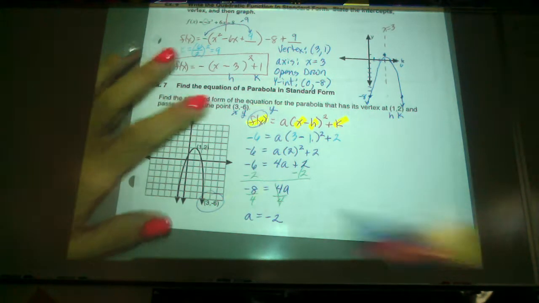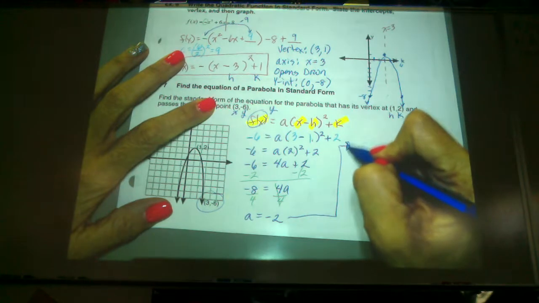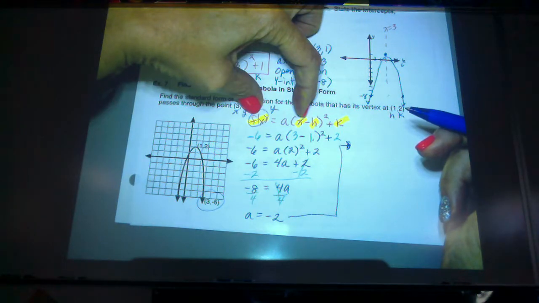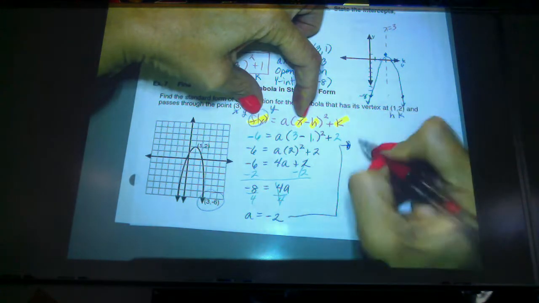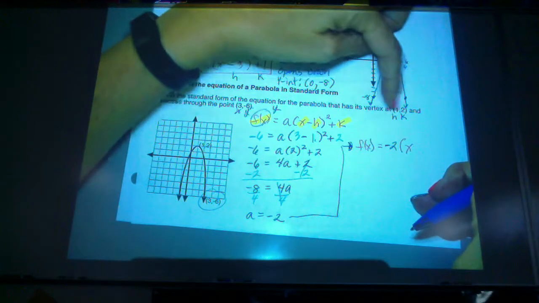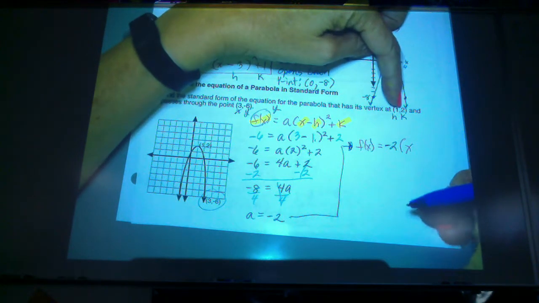Now I have everything I need to rewrite it. We're going to write it in this form, but we're going to keep the plain x and plain y as plain x and plain y. So I've got f of x is equal to, instead of a, we're putting in negative 2, parentheses x. My vertex h is positive 1, so don't I put in a negative 1? Minus 1, parentheses squared, and then my k is a positive 2, so I do the same sign for the outside, positive 2. Done. This is the formula for those points.